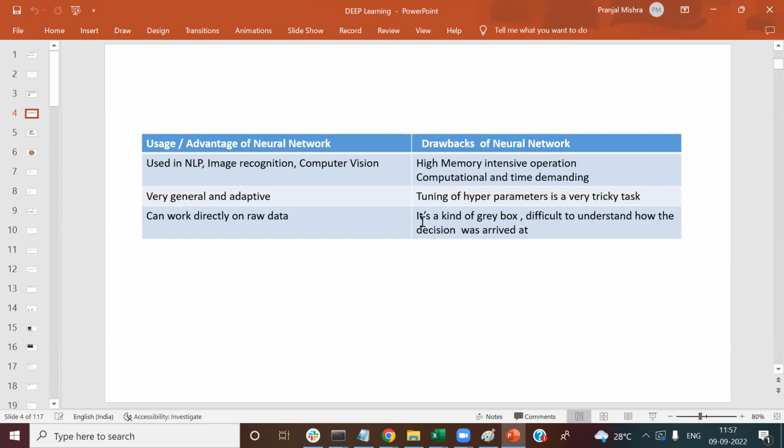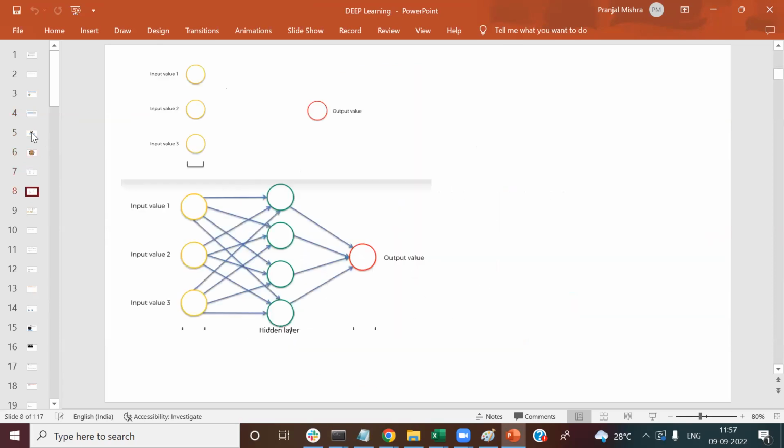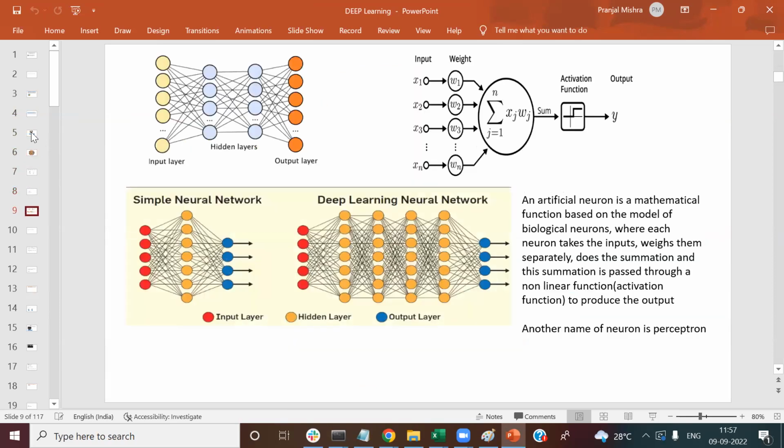It is a kind of gray box. It's difficult to understand why the decision was correct. Now, let's move further. Male, female. Ignore this thing. Now, let's come to this slide.